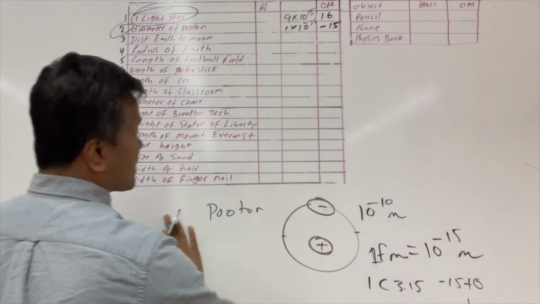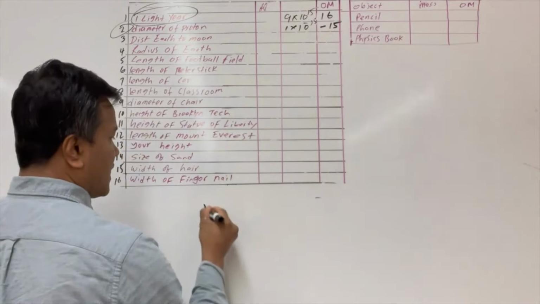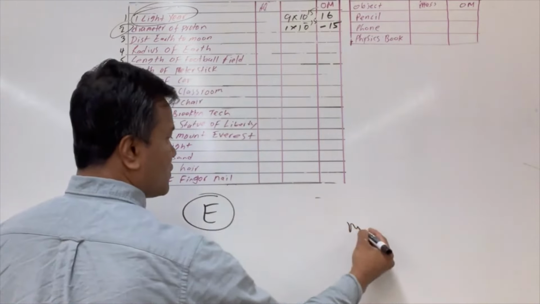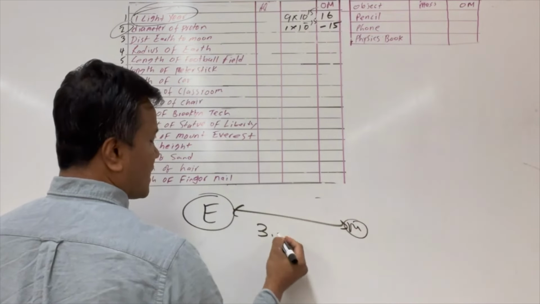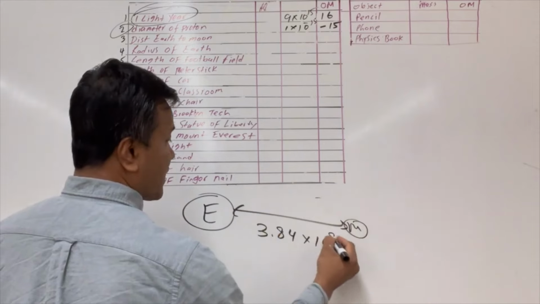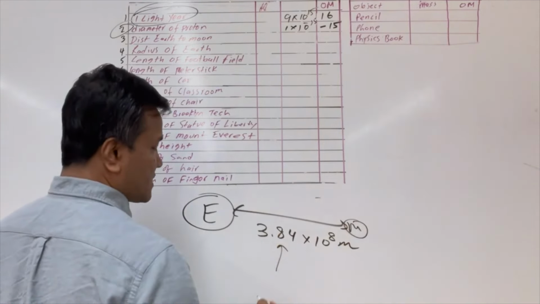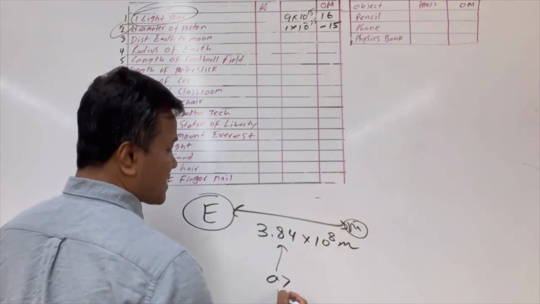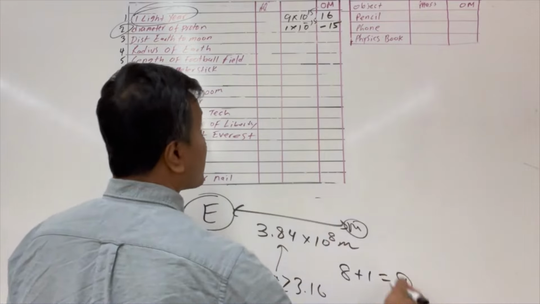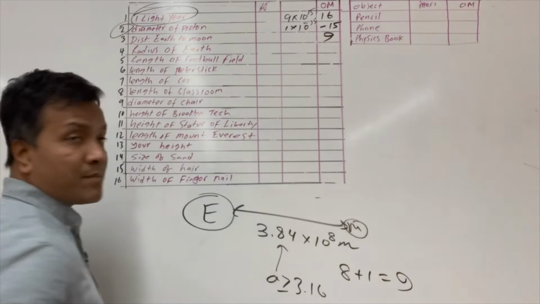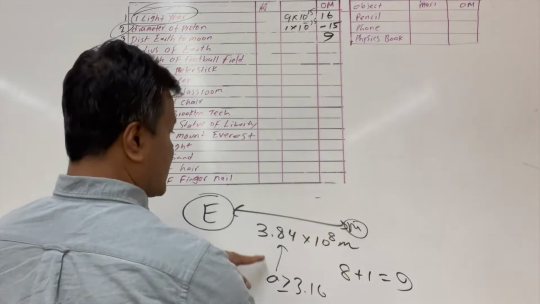So now the distance of Earth to Moon. You have the Earth, you have the Moon, and the distance between Earth and Moon is 3.84 times 10 raised to 8 meter. This is A. A is, of course, greater than 3.16, so then 8 plus 1, 9. Simple. All right, I'm not going to even write the scientific notation. I write the scientific notation here.